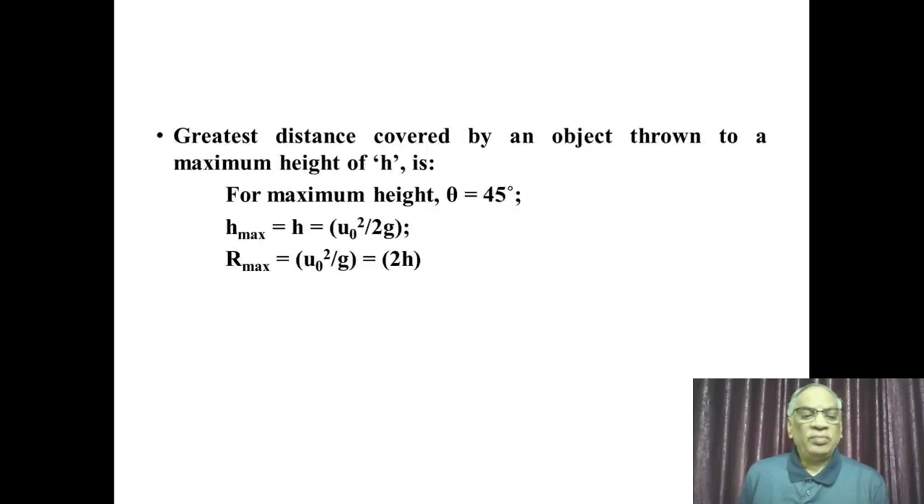Now an object is thrown to a maximum height h. So what is the greatest distance it can reach? Once you say greatest or maximum, theta is 45 degrees inherently. So h max is equal to u naught square by 2g, and R max is equal to u naught square by g. That is equal to twice the maximum height.